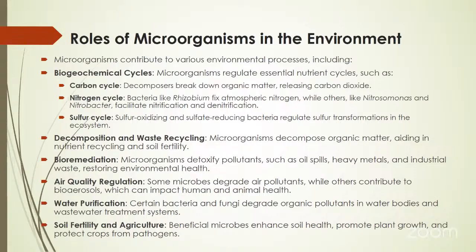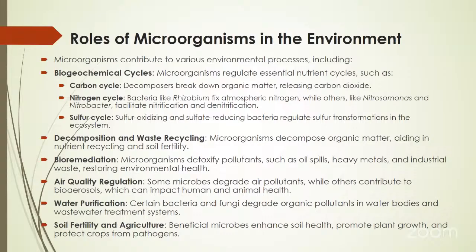So in the nitrogen cycle, bacteria such as Rhizobium can fix atmospheric nitrogen. You know, nitrogen is very important for plant growth, but it is not readily available. So these organisms help to fix it from the atmosphere. Organisms like Nitrosomonas and Nitrobacter are the organisms that facilitate nitrification and denitrification processes in the environment.